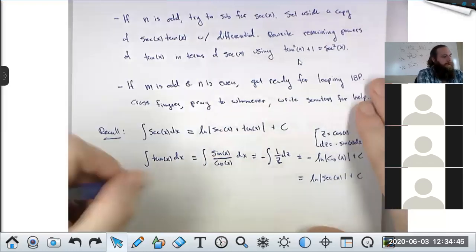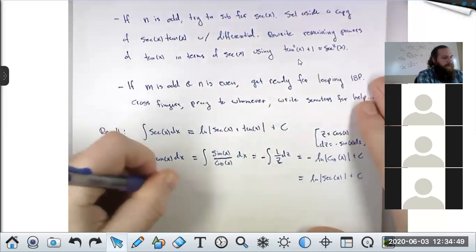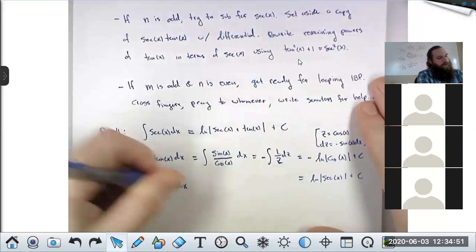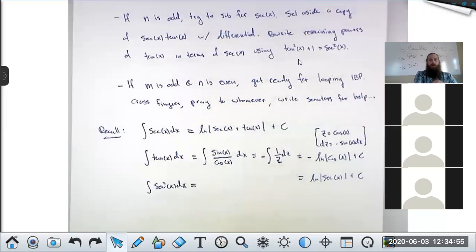All right, what about the integral of secant squared? Who differentiates to secant squared?